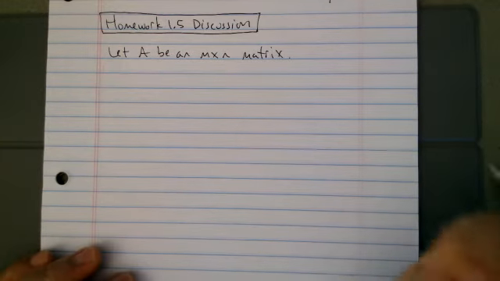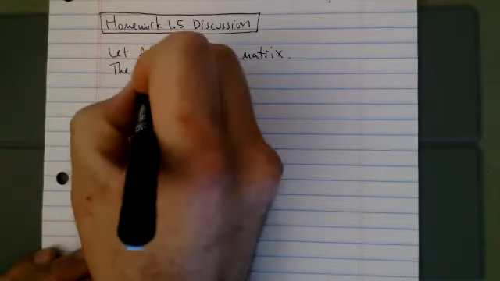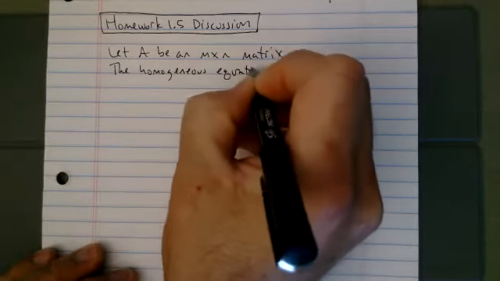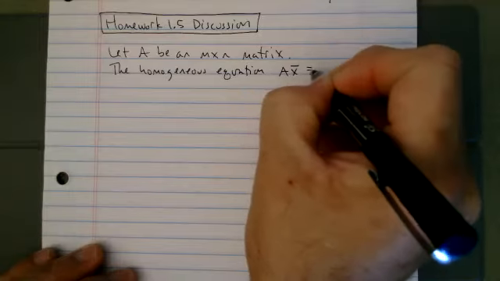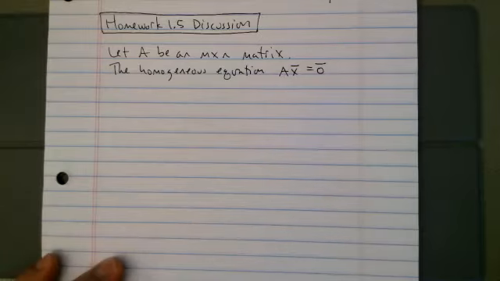We've talked about the equation AX equals B. We want to talk about the associated homogeneous equation. So this could be associated with an equation AX equals B. Just to make sure that we're all on the same page, the homogeneous part is equaling 0.